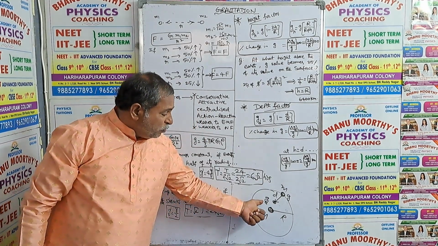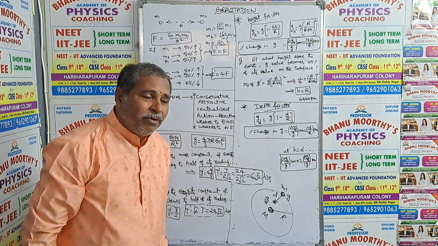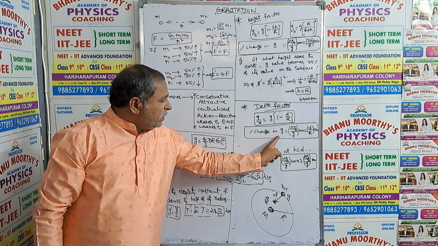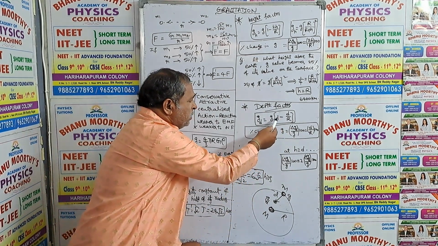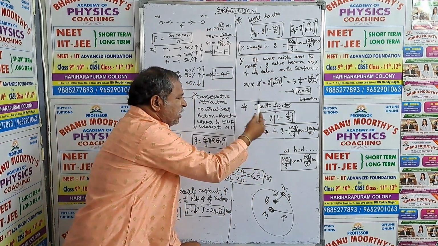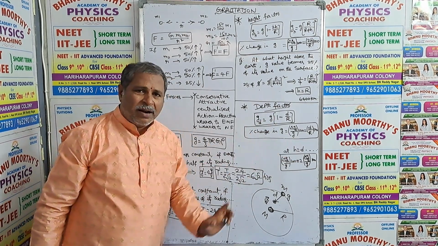What is the acceleration due to gravity g_d? The g_d formula is given there, where d is for depth. And the percentage change in g value: again you will get g in brackets, simplification. g comes to this side, g minus g_d. The percentage is only d by R.